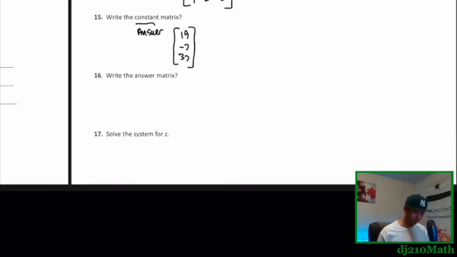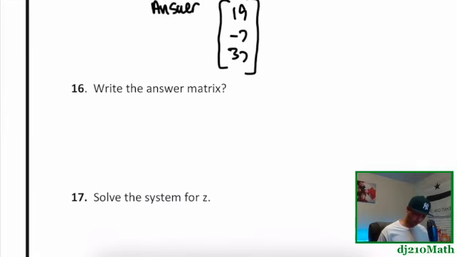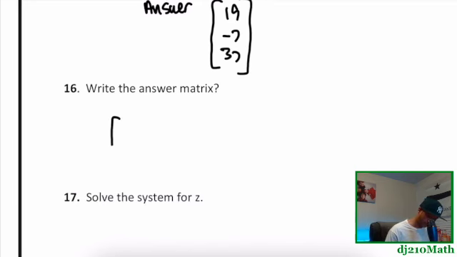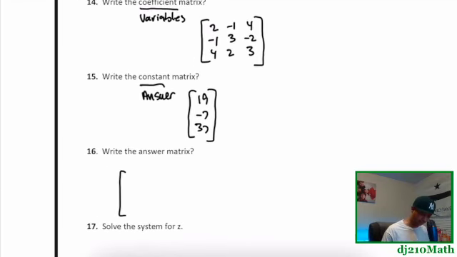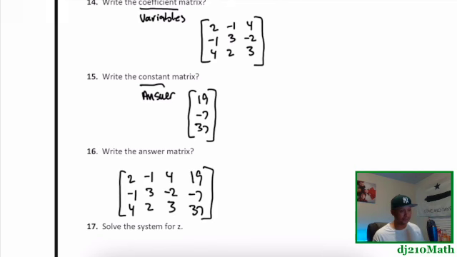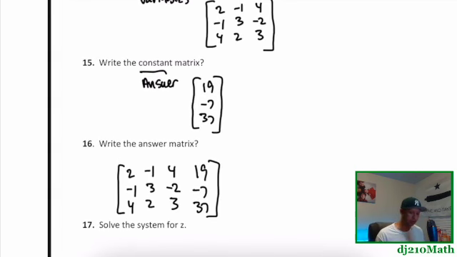So what I'm going to do is you have to put these together. 2, -1, 4, -1, 3, 2, 4, -2, 3, and then the answers 19, -7, 37. So actually I misspoke. This is the answer matrix, right? It's the coefficient and the constant matrix put together. This is the answer matrix.